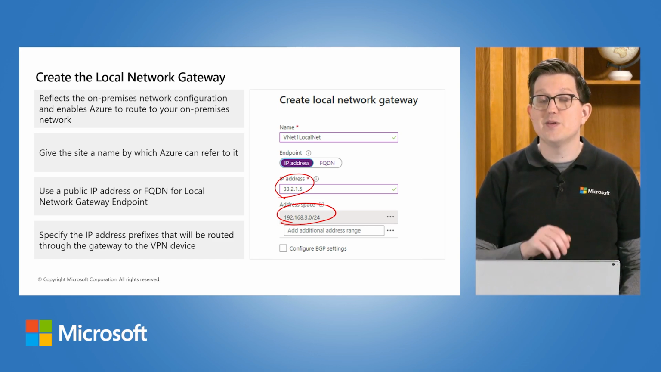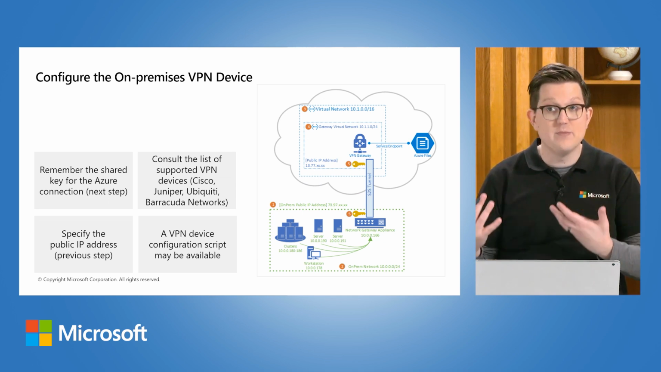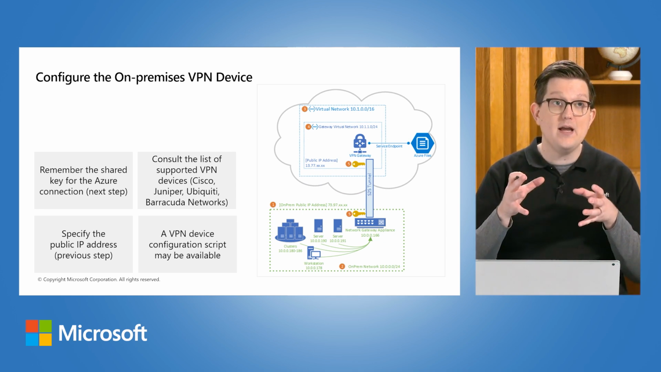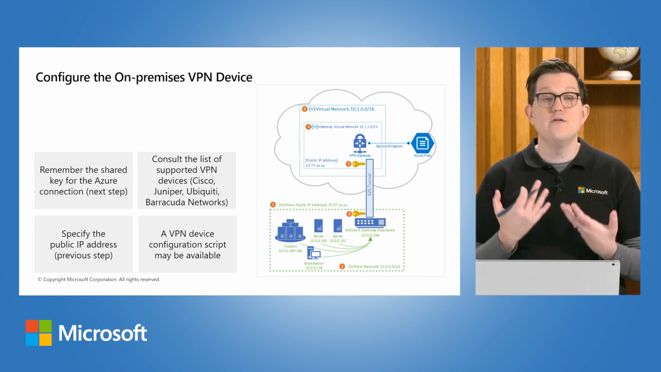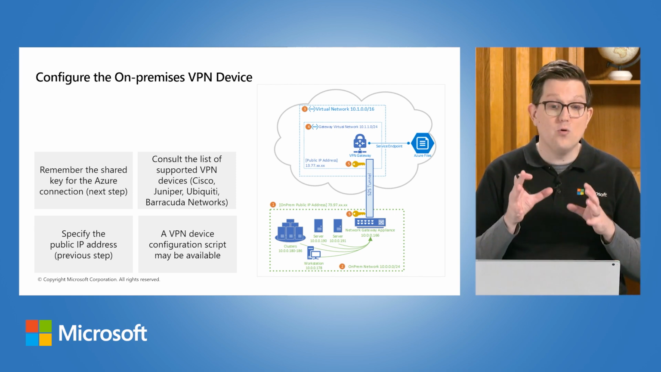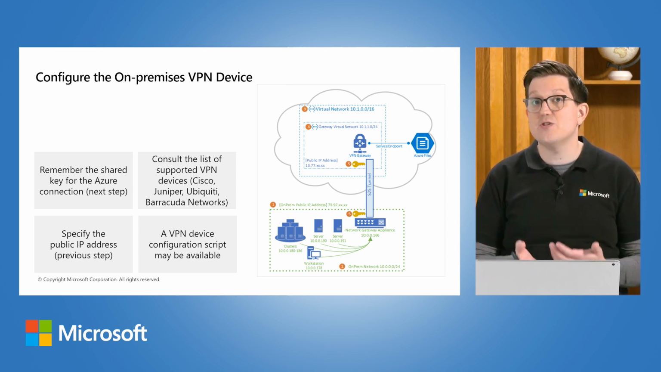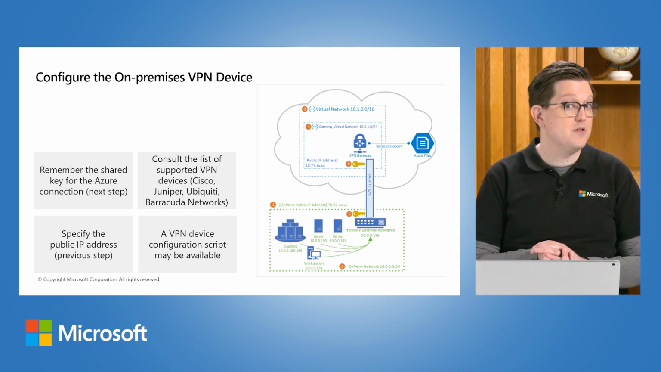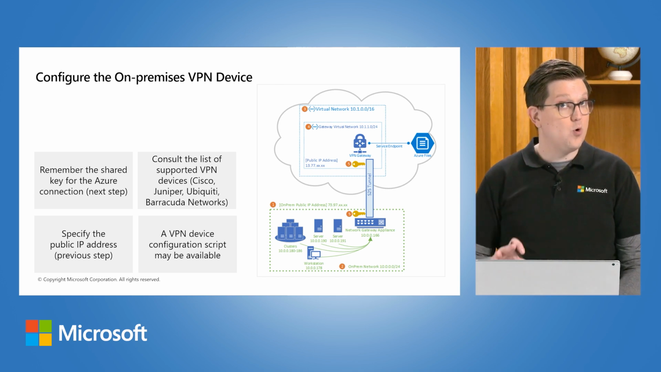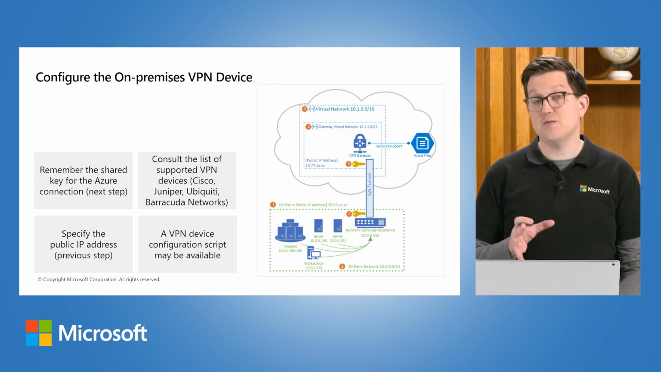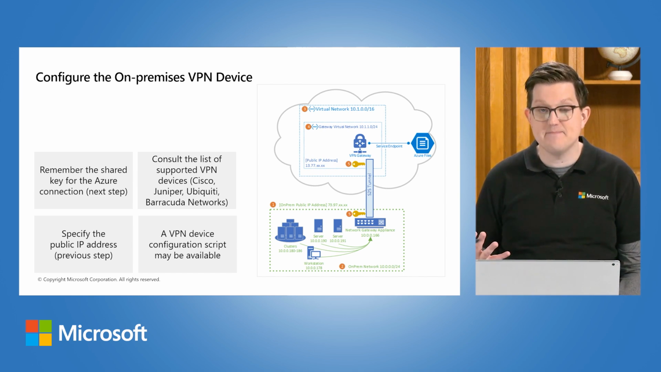For the second piece, we actually step away from Azure. I need to go back on premises or to my physical site, and I need to configure my VPN device over there. Now, we are very lucky. Over in the Microsoft documentation, there is already a supported list of VPN devices, and there are pre-configured scripts for a large number of popular devices, such as in the Cisco, Ubiquiti, and Barracuda range. Regardless of what you are deploying, make sure you check the documentation first. Someone may have already done the work to get a script to set up and get everything ready.